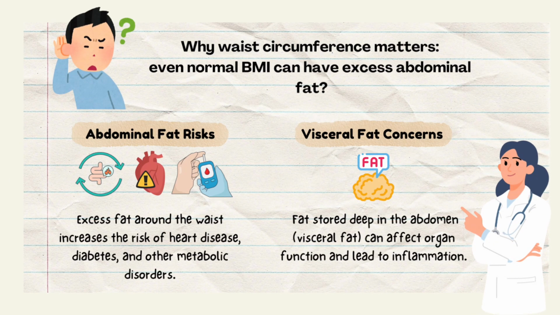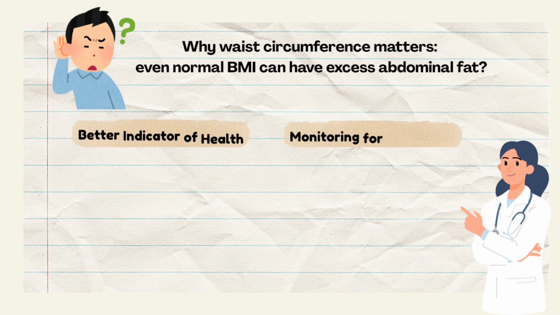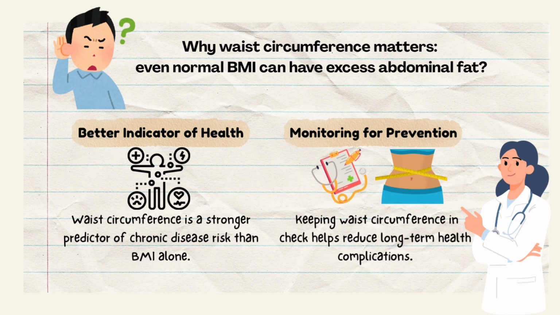Even normal BMI can have excess abdominal fat. Abdominal fat risk. Excess fat around the waist increases the risk of heart disease, diabetes, and other metabolic disorders. Meanwhile, visceral fat concerns. Fat stored deep in the abdomen, visceral fat, can affect organ function and lead to inflammation. Better indicator of health. Waist circumference is a stronger predictor of chronic disease risk than BMI alone. Monitoring for prevention. Keeping waist circumference in check helps reduce long-term health complications.